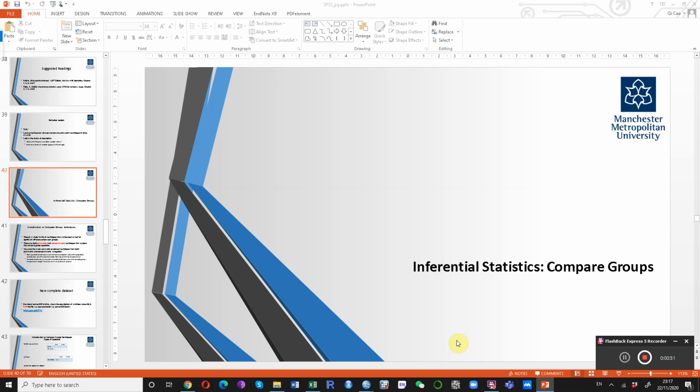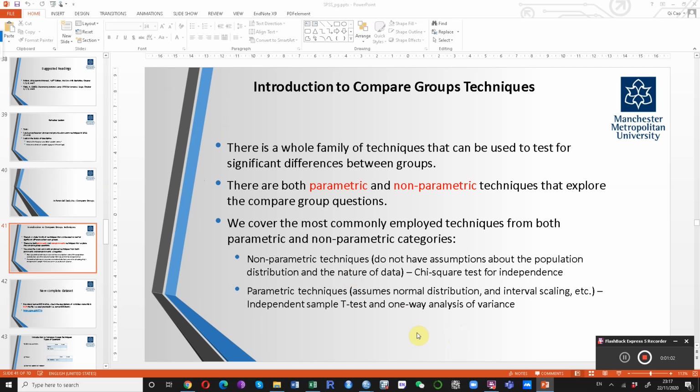Okay, before we get to the actual method that you could use to test your differences or causality, we need to talk about inferential statistics in general. We will focus on the comparing groups techniques. But before that, you need to understand that there are two different families or categories of inferential statistics. Well, there are other categories, but we will focus on the parametric and non-parametric techniques.